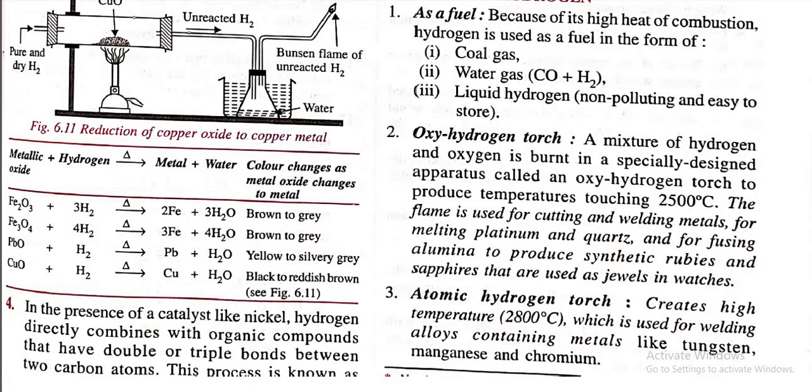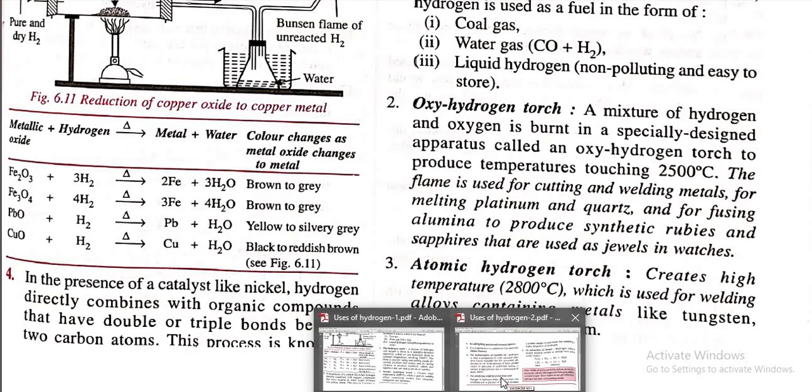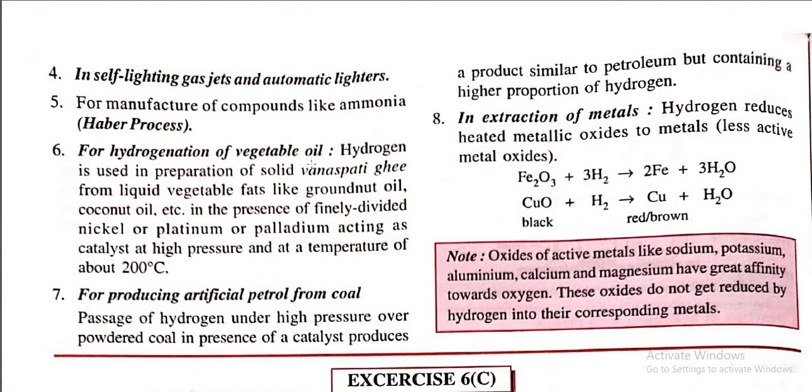This flame is used for cutting and welding metals in the automobile companies as well as in garage workshops, for melting platinum and quartz, and for fusing alumina to produce synthetic rubies and sapphires that are used as jewels in watches. Next, it finds uses in the atomic hydrogen torch as well. It is used in self-lighting gas jets and automatic lighters. It is used in the manufacture of compounds like ammonia, Haber's process. And next, it is used for the hydrogenation of vegetable oil.